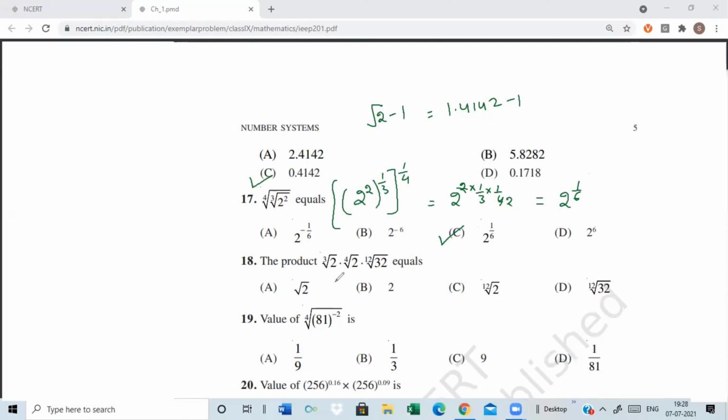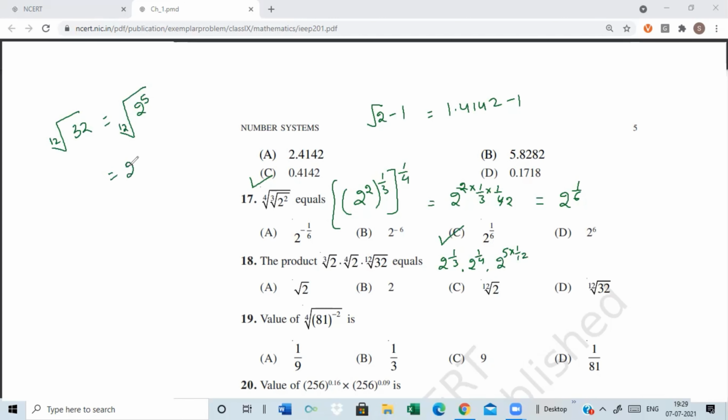Now question 18. Again the same thing, third root, fourth root means the powers are 1/3, 1/4. So we can write it as 2 to the power 1 by 3, then 2 to the power 1 by 4. Now 32 we can write as 2 to the power 5. So this becomes 2 to the power 5 times 1 by 12. Here also I'll explain it separately. 12th root of 32. 32 we can write as 2 to the power 5.